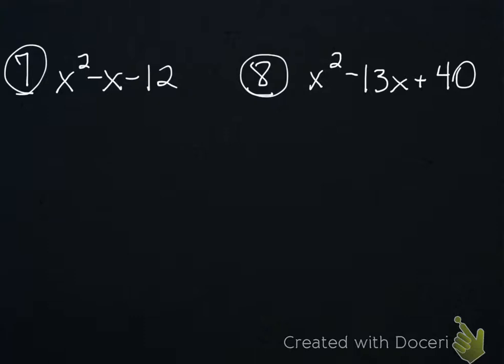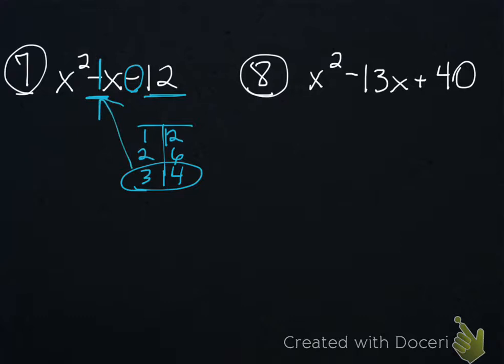Number 7. What is the constant? The constant is 12. So I need everything that multiplies to give me 12. That's 1 and 12, 2 and 6, 3 and 4. Alright, that 12 is negative, so I'm going to subtract to get my middle number. Well, if there's no number there, remember it's a 1. So 12 minus 1 is 11, that won't work. 6 minus 2 is 4, that won't work. But 4 minus 3, that gives me 1.